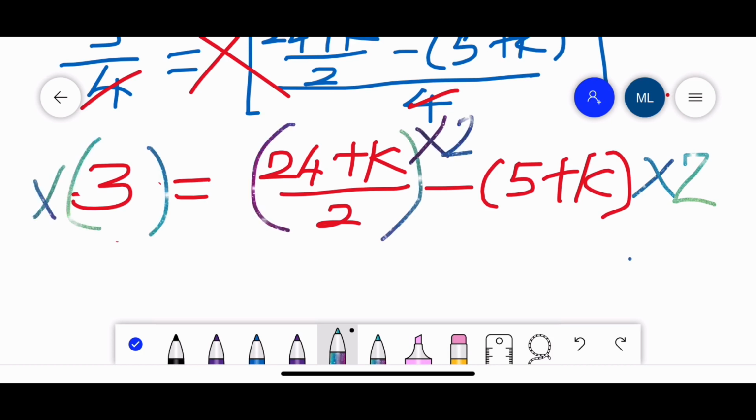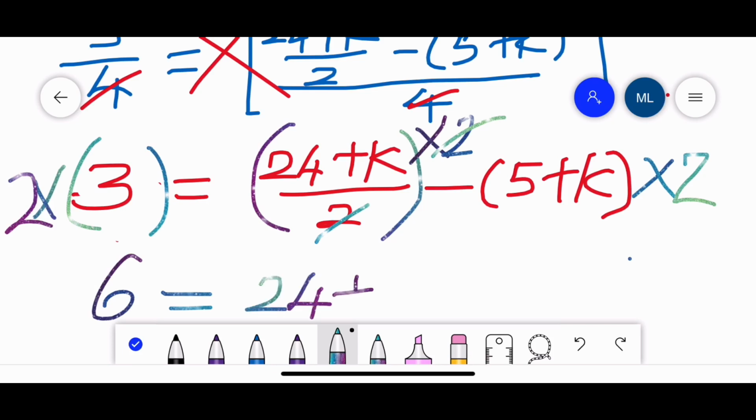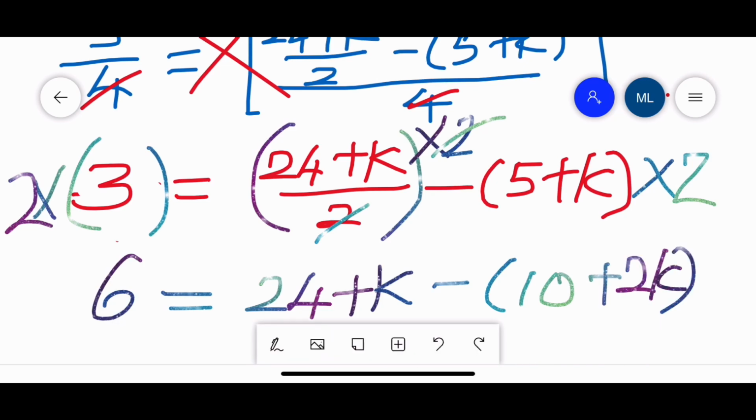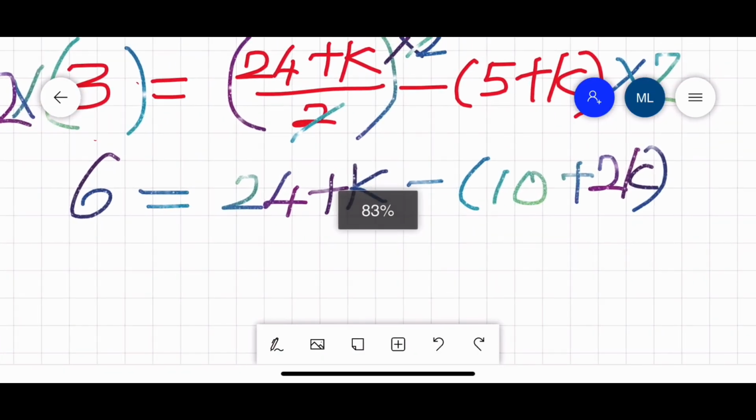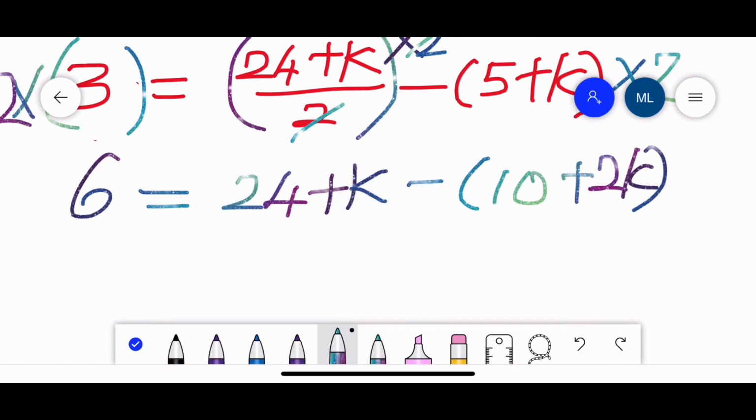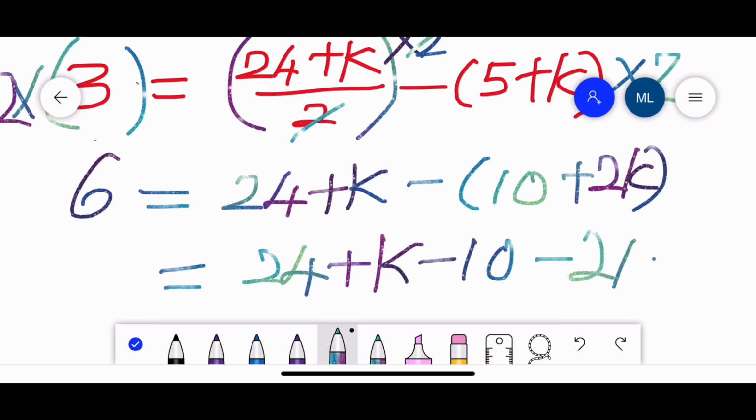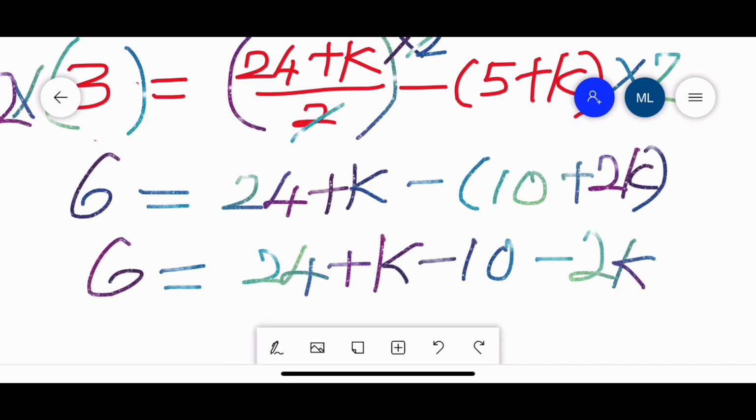That is actually to make the denominator the same. The fastest way to simplify is times 2, then you make the denominator the same, without wasting your time, right? So you cancel out the 2. Okay, then this one is 2 bracket 5 plus k. You can times the 2 inside first, become 10 plus 2k. Finally, you have to open up the bracket, so become minus 10 minus 2k.